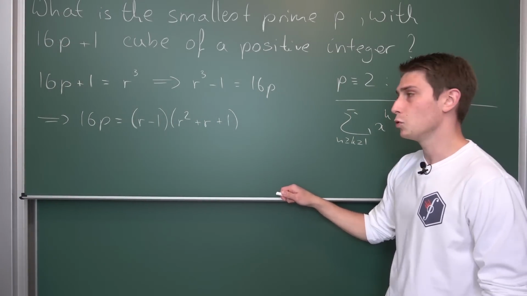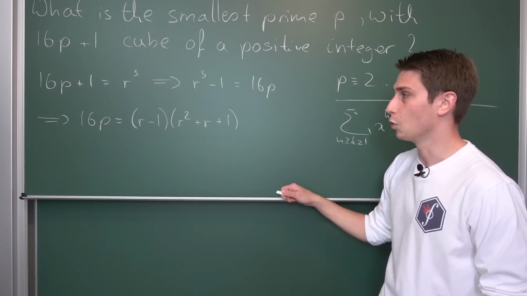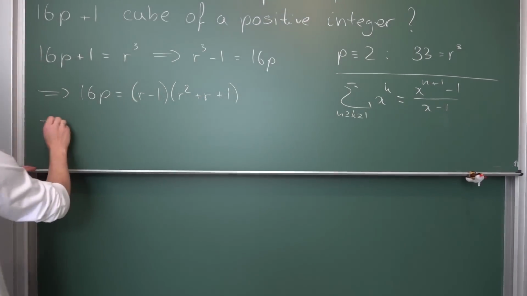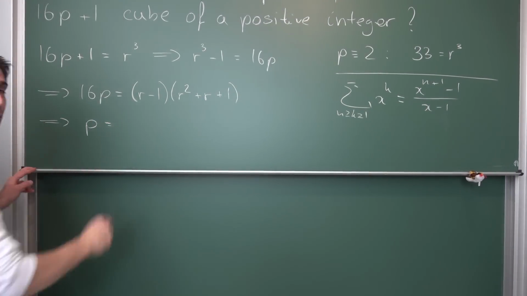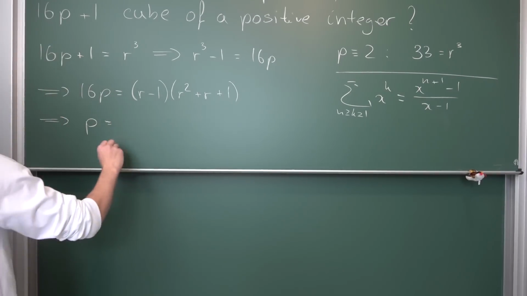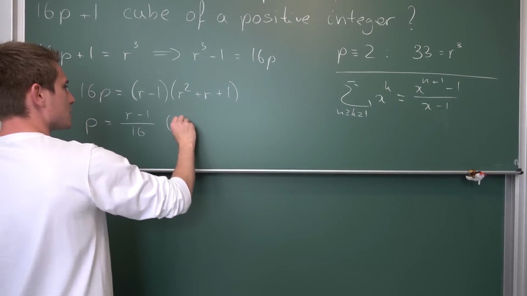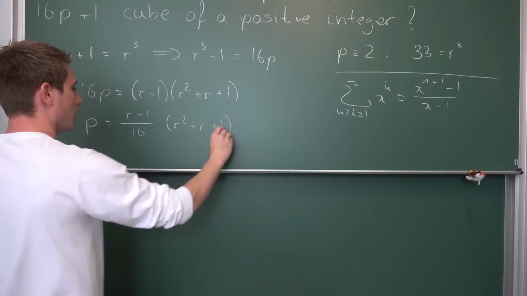Now we can go through a few more cases overall. So at first we could divide both sides by 16, so why not do that? Meaning overall p, our prime that we are looking for, the smallest prime overall, is nothing but r minus 1 over 16 times r squared plus r plus 1.